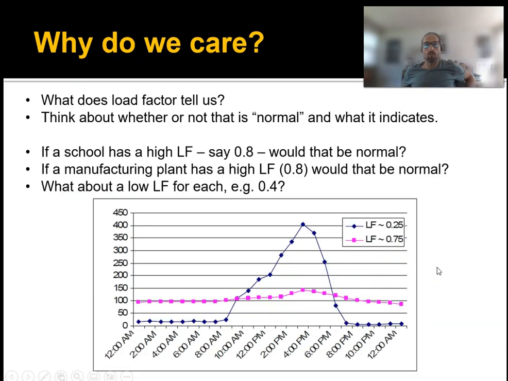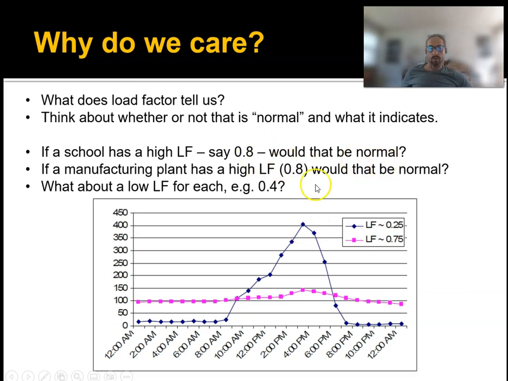So I want you to think about what load factor tells us and whether or not that is normal, okay? What that indicates overall. And so let's go back to one of our original questions. If a school has a high load factor, say 0.8, would that be normal? I want you to think about that.